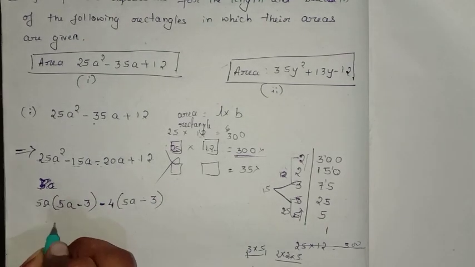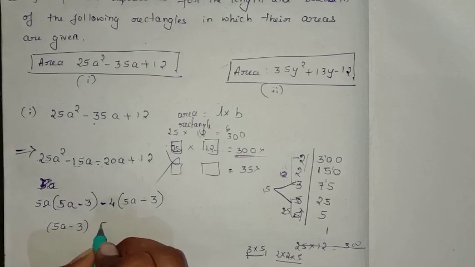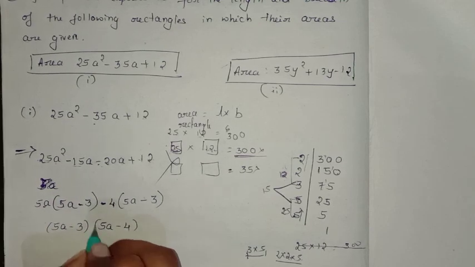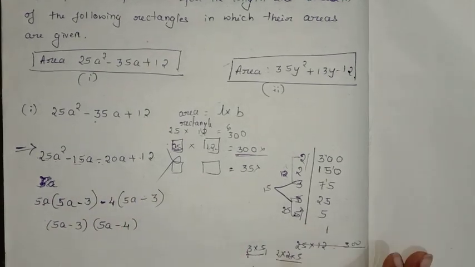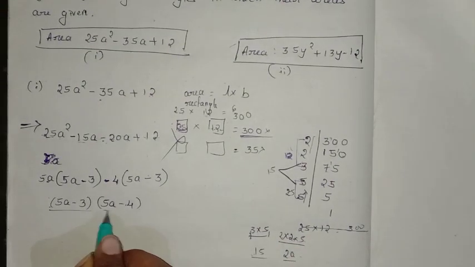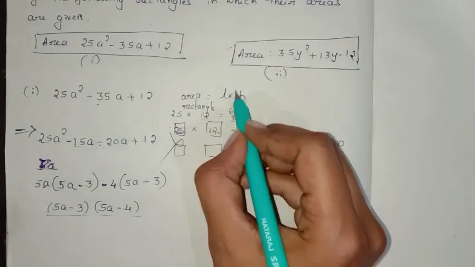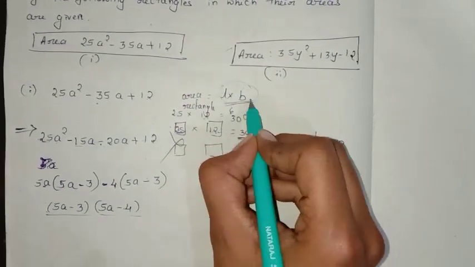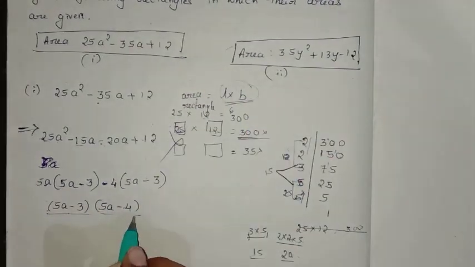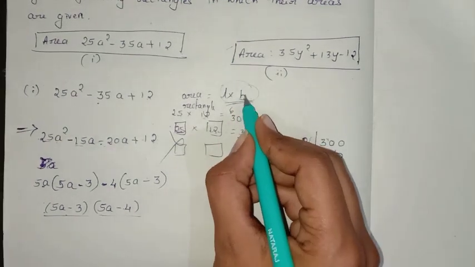Now the terms inside the bracket, that is 5a minus 3, and whatever the common terms, that will be in another bracket. So 5a minus 4. So now you got the two factorized terms. Yes. So then as I told, why did we solve? Because we want L and B. So one is the length and another one is the breadth.